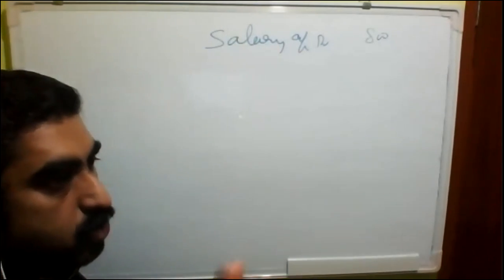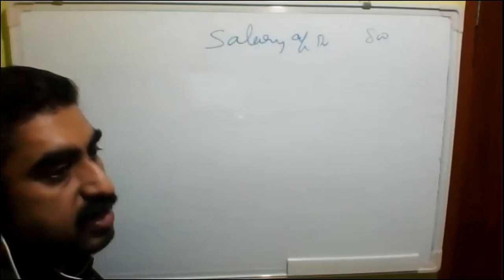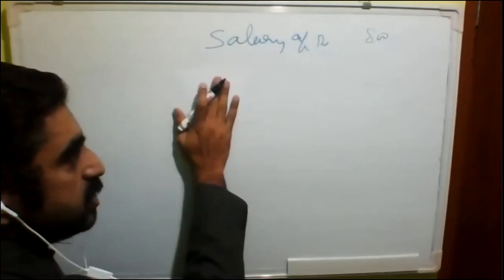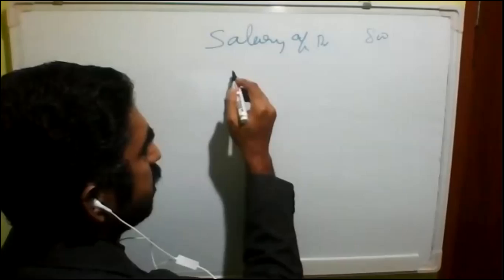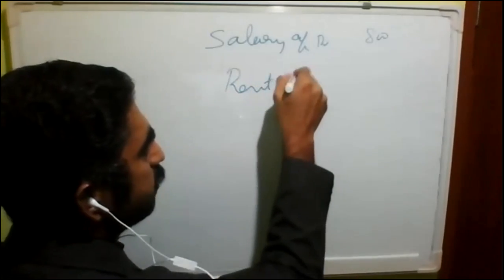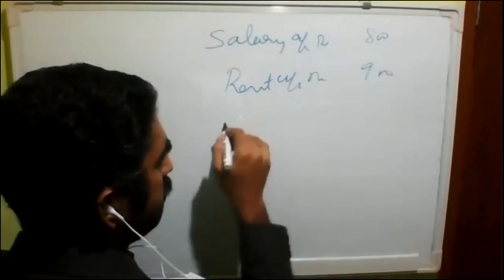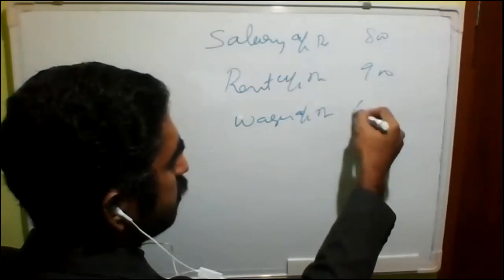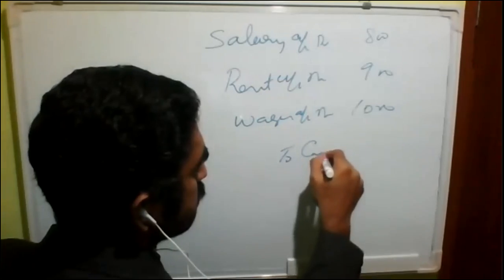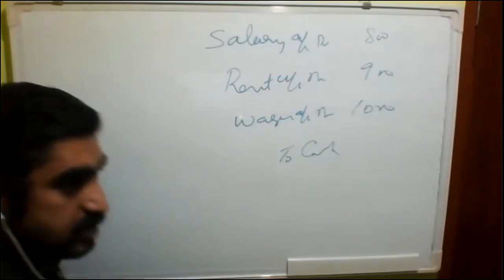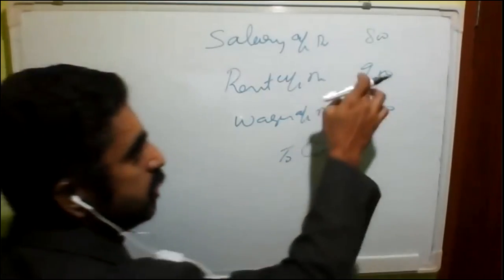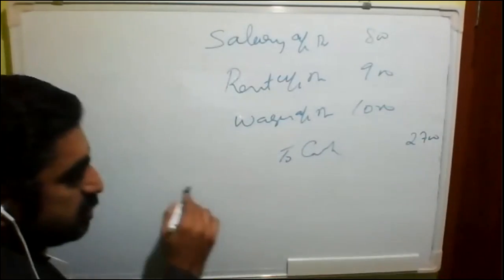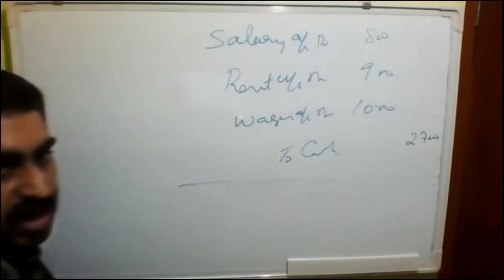I will explain it to you in detail with the theory part. I will share the screen once it is ready. So how is it to be? Salary account debit 800, rent account debit 900, wages account debit 1000 to cash. The total, altogether, because the credit is the same: 9 plus 8, 17 plus 1, 2700. See, this is called a compound journal entry.